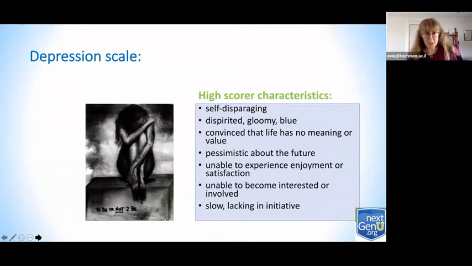And on the depression scale, characteristics of people with higher scores are that they're dispirited, they're blue, they're convinced that life has no meaning or value, they're very pessimistic about the future, they can't experience or enjoy anything in life, and they feel slow and lacking in initiative.